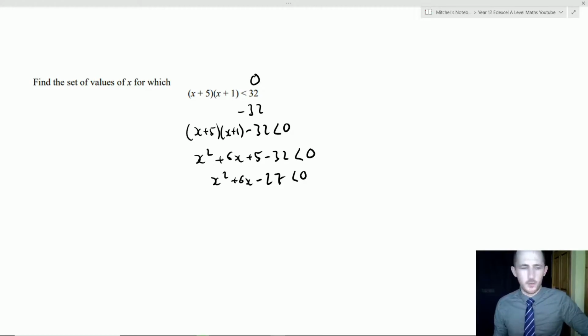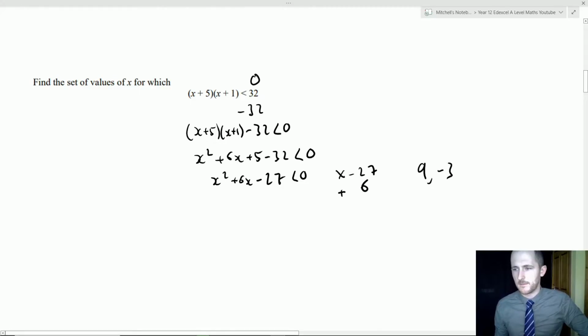Perfect. And then what we're looking for is two numbers that multiply to give minus 27 and add to give 6. I hope that answers your question, by the way, Raid. And if I have a think, that should be 9 and minus 3. Yep, good. So (x + 9)(x - 3) is less than 0.